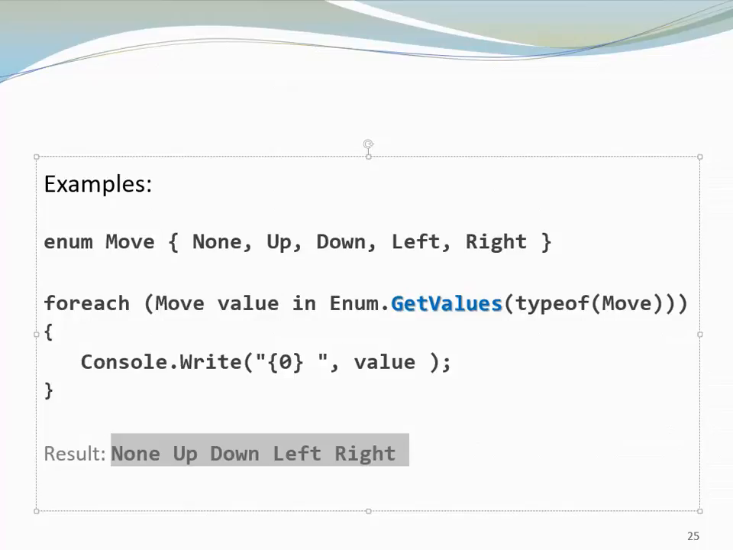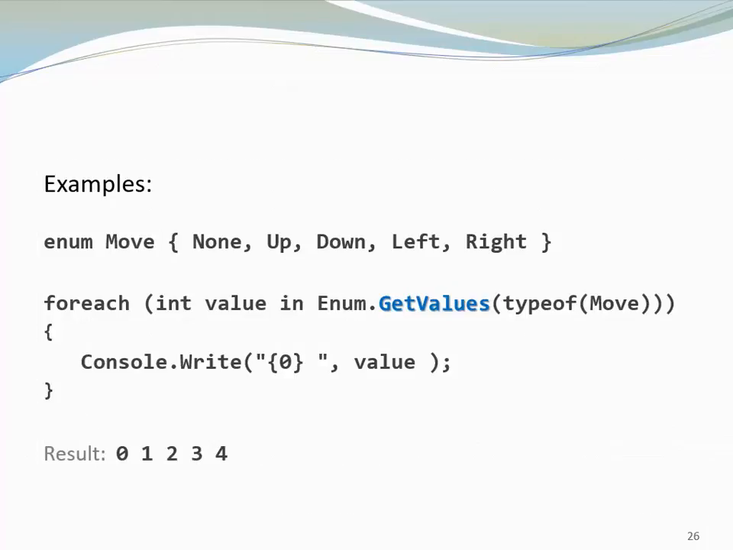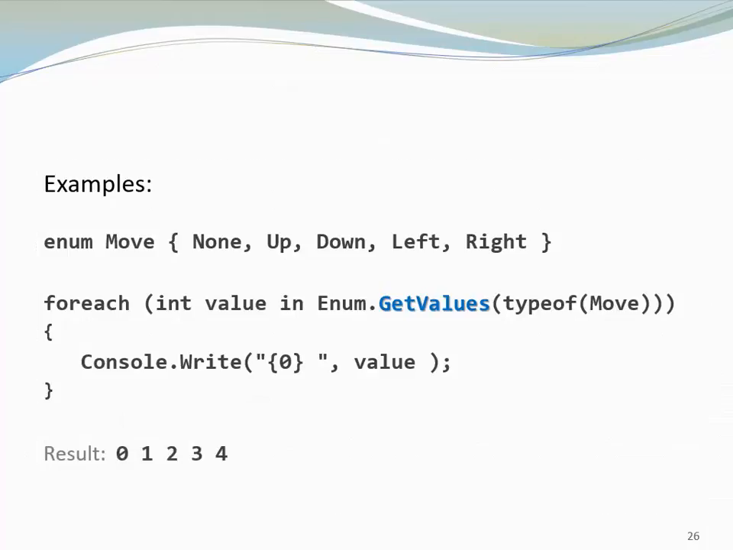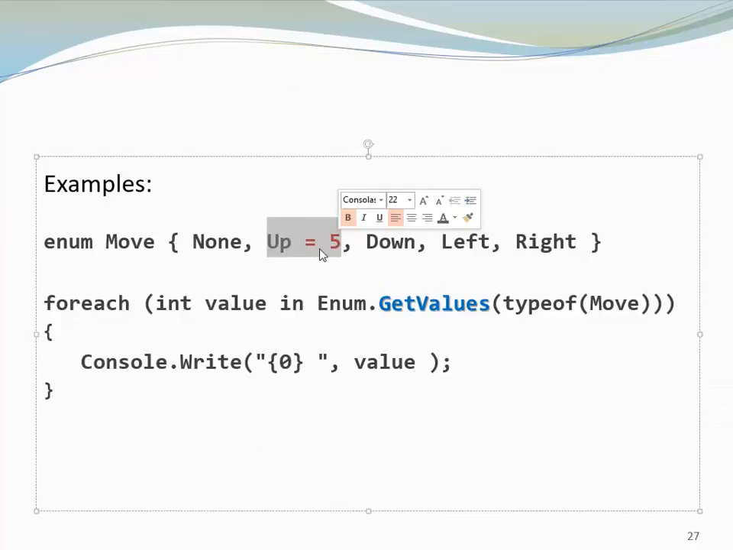If I would like the underlying number values, I could do that as well, but I would have to access the value as an integer. And in this case, it's going to return 0 to 4. There's one last thing I want to show you about enums, and it has to do with the underlying value. By default, we always start at 0 increment by 1, but it is possible to choose your own underlying value. So I could say I want that up starts with 5.